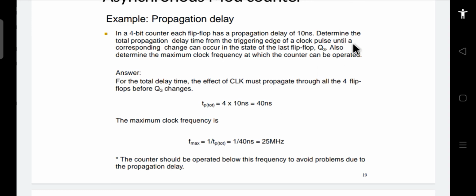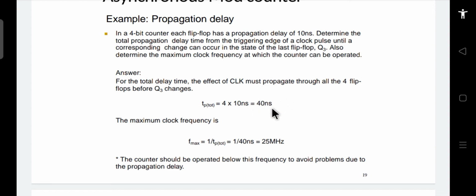But then the second part of the question says to also determine the maximum clock frequency at which the counter can be operated. The question is asking what the maximum clock frequency is which we can apply to the input of the first flip-flop. To determine that, we have to take into consideration the cumulative propagation delay. The maximum clock frequency will depend upon this cumulative propagation delay.